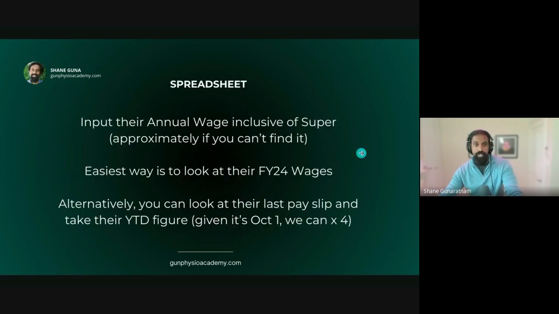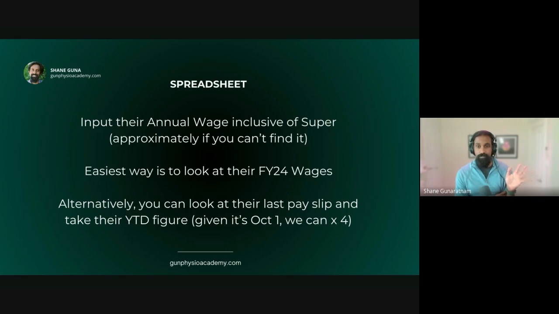Now, in the spreadsheet, we're going to jump over and input the annual wage. So I suggest for today, probably just doing one staff member, picking someone, and you can do the rest in your own time because it'll take you probably half an hour to do this, depending on the size of your team. But let's just pick one person. We're going to input their annual wage inclusive of super. And for today, you might just have to have a guess, and you can fill it in properly later.